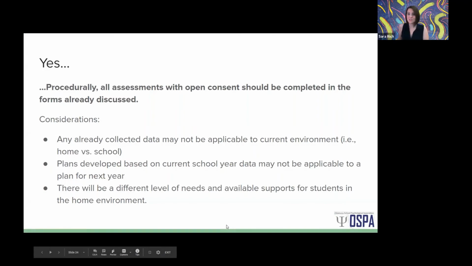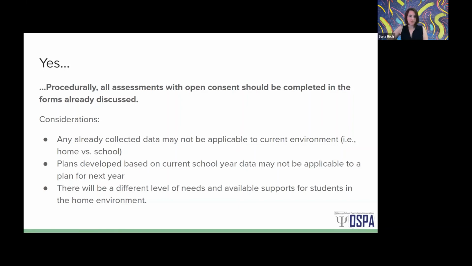Yes. From a procedural standpoint, it's an open evaluation. It needs to be completed. But I would hesitate and really consider what that looks like. So if you already have collected data and you've made your determination, your hypothesis, you might go ahead, close that out and write it up, but you also need to consider that any data that was already collected may not be applicable to the current environment. So we all know home and school look very different. So recommending or saying this is the function of their behavior and the behavior plan needs to be written up for the home may not be the best approach because we don't know what the home environment looks like. We don't know what that child's doing in that home.